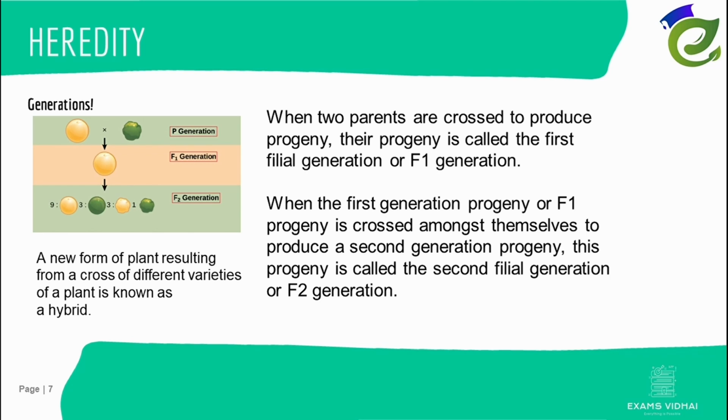Another subtopic is generations. What are generations? Take two parents. When these two parents are crossed to produce progeny, their progeny is called as first filial generation or F1 generation. When you take this F1 generation again and make them cross each other, then you'll produce a new generation known as second filial generation or F2 generation.